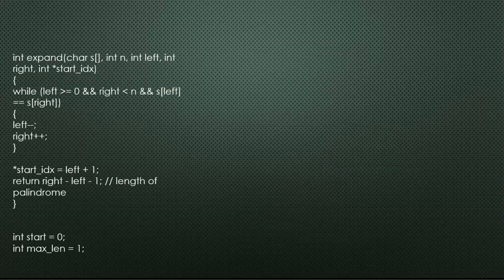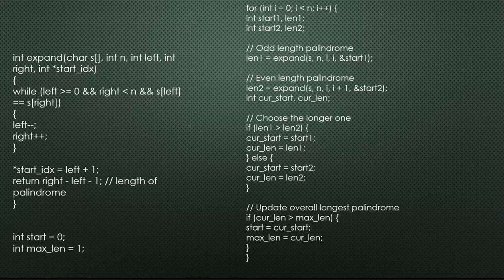That's it. And this is your C version. In the C implementation, the same logic is used. The expand function takes the string length, 2 indices left and right, and a pointer to store the starting index of the palindrome. The function again expands outwards while both indices are within the bounds and the characters at those positions are equal. That's being checked. When this expansion stops, it stores the starting index as left plus 1 and returns the length of the palindrome as right minus left minus 1.